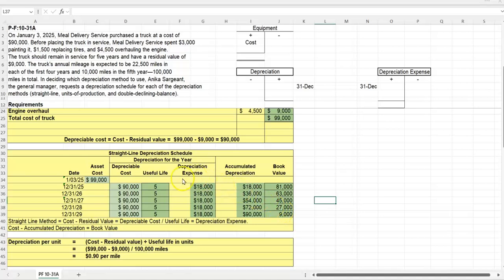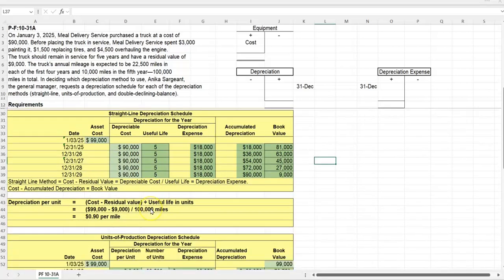One extra thing I'll tell you in here is that the straight line method is the cost minus residual value, which equals depreciable cost, divided by useful life, which equals depreciation expense. But the straight line rate is 1 divided by the number of years. So 1 divided by 5 would be 20%. We could multiply the depreciable cost by 20%, and it'll give us the same amount. And we'll see that in the further ones.